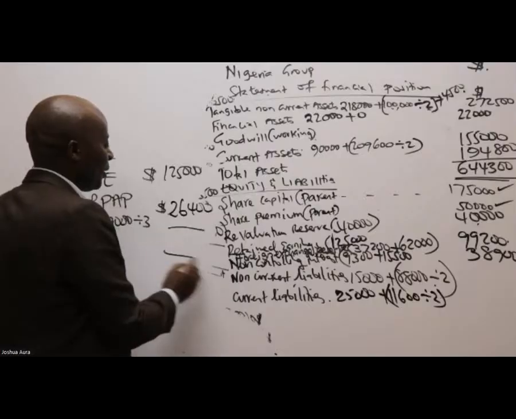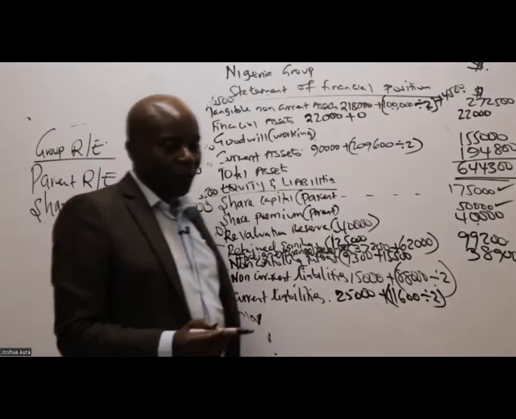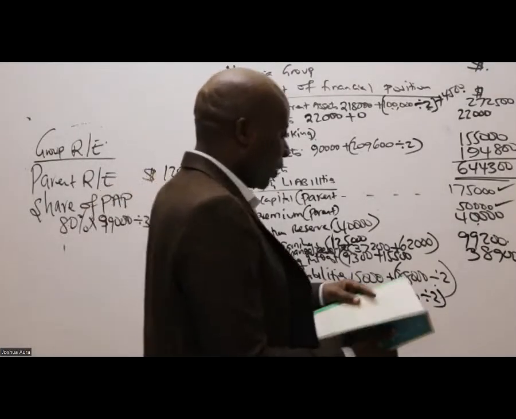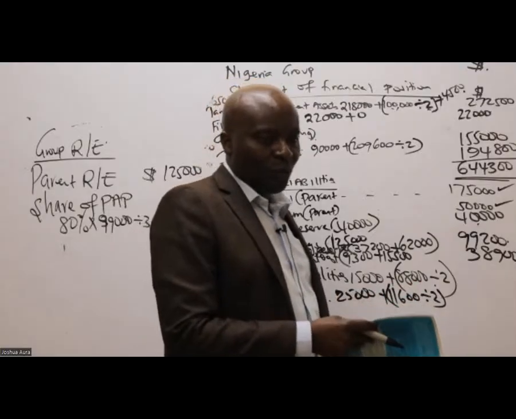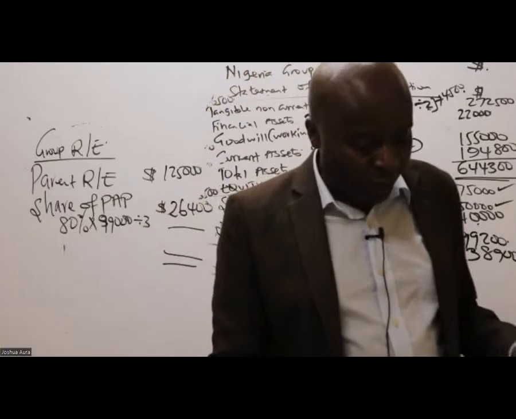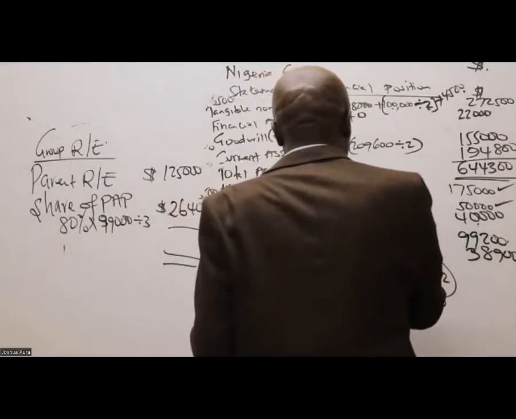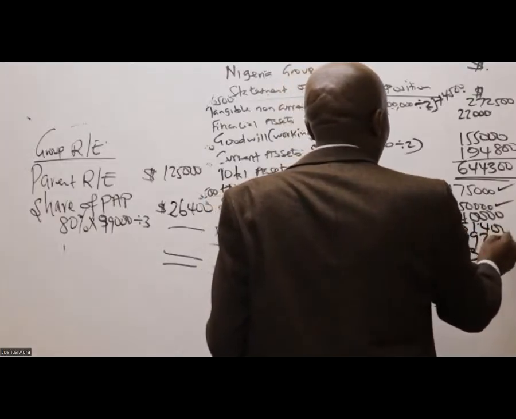So please add here, give me the group retained earnings. If you add the two, what is the figure that we have for the group retained earnings? Inakuja 151,400. So now here we have 151,400. Please try to squeeze it somewhere there.